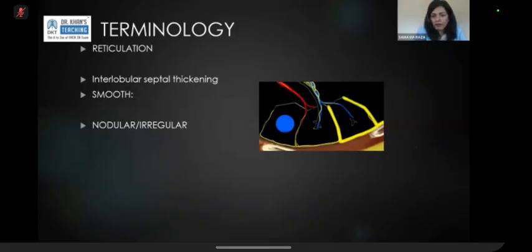The nodular irregular septal thickening, sometimes people want to see very clear beading of the septa. It's not really as clear as that. Sometimes it can be very subtle. Actually, the more common presentation is very subtle irregular thickening. And the most concerning differential diagnosis in that nodular irregular septal thickening is, of course, malignant infiltration.